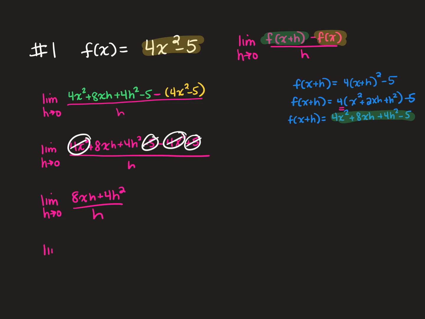And then I know I can factor out an h, and I'll have 8x plus 4h over h. And then I'll get my giant 1, which is what I want. And that's when I can say, all right, well, now I can actually plug in 0 for my h's that are left. So when I do so, I'm going to have 8x plus 4 times 0, which is just 8x.